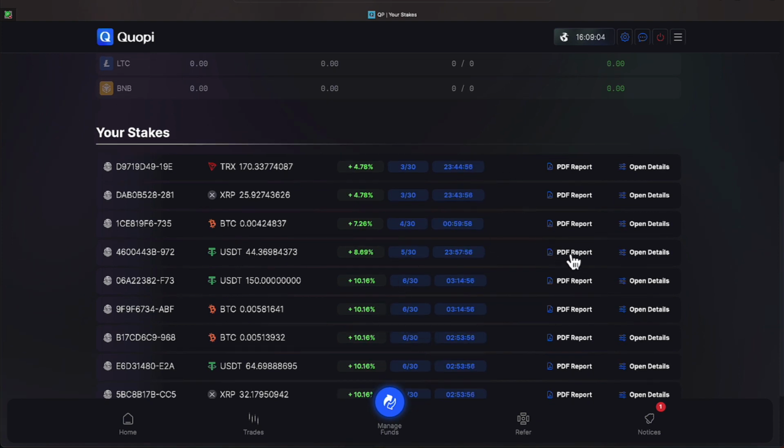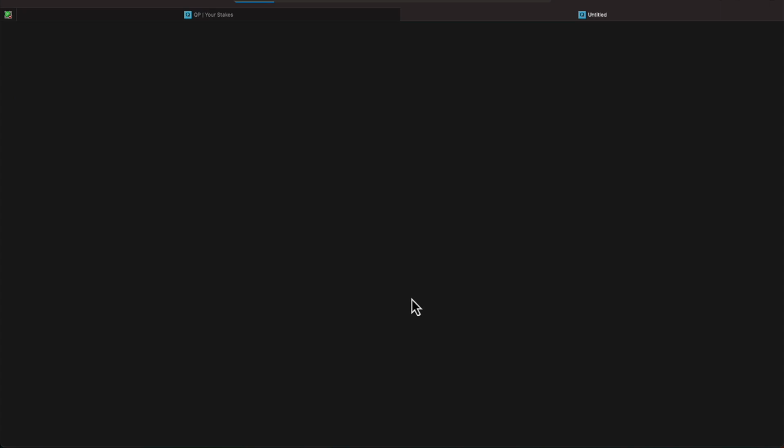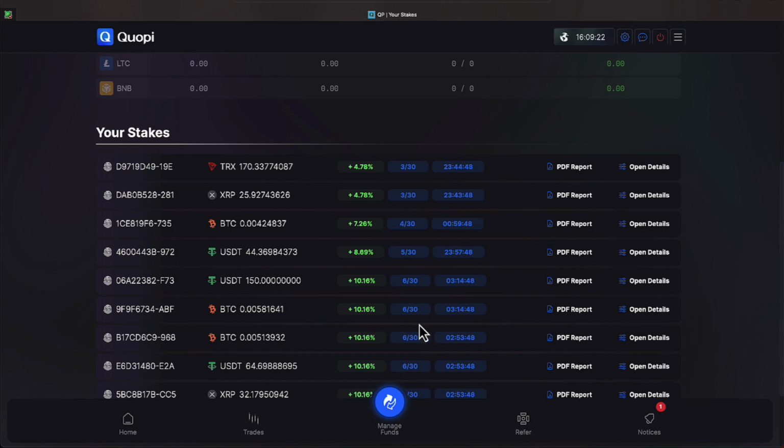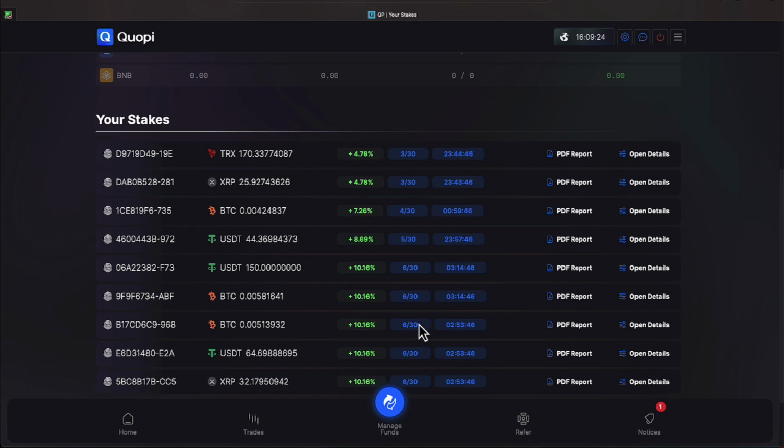Let's take a look at this 5-day number here, everyone. We gave Quopi some USDT. We gave him $44.36. In return, Quopi has returned to us as profits. Profits can be taken daily, $3.85, and still has 25 more days to work his magic. Again, that's an 8.69%, everyone.